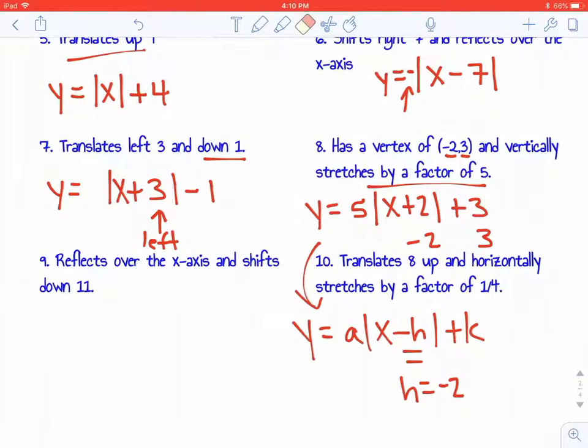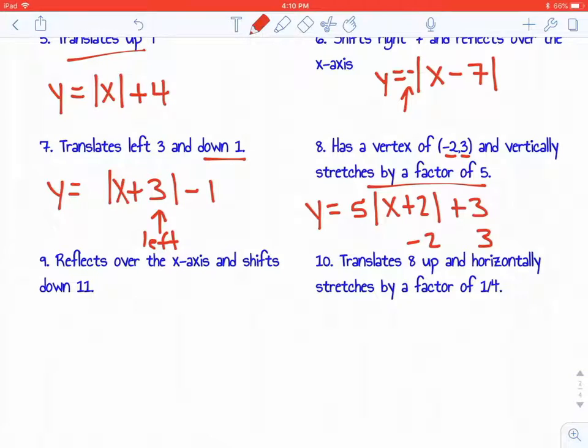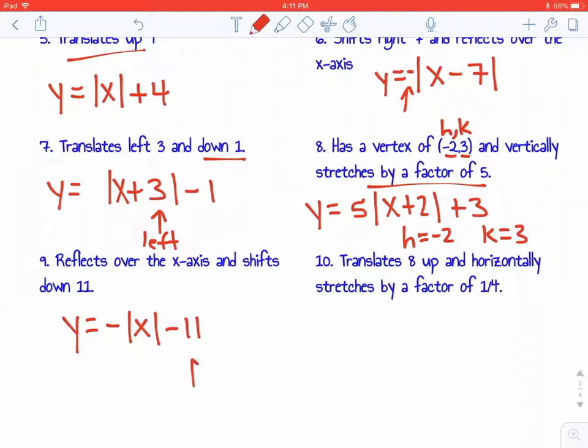So the moral of this story here is that when you have a vertex, you got to change the sign of the h when you put it back into your equation, and you want to write the equation. All right, so let me just write right here. H was negative 2, and your k was 3, because our vertex is always h, k. Okay, let's do 2 more. Reflects over the x-axis and shifts down 11. So reflects over the x-axis would be a negative in the front, and shifts down 11 means it's not inside the absolute value symbol, it's out there behind it. Makes it go down 11, so minus 11.